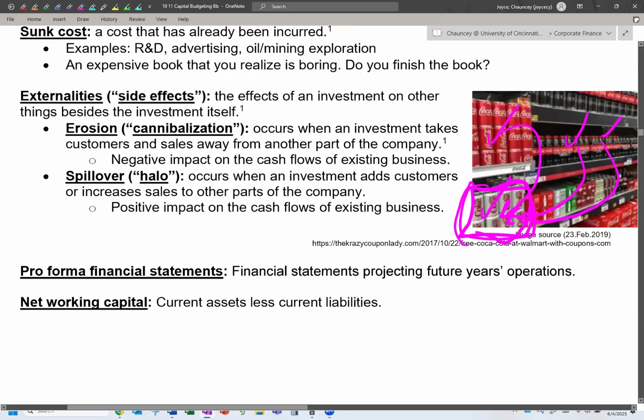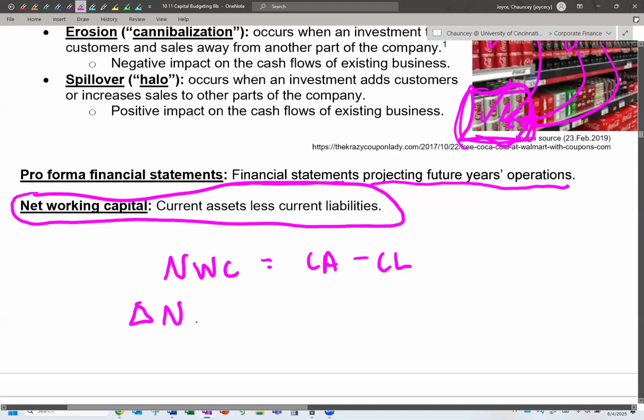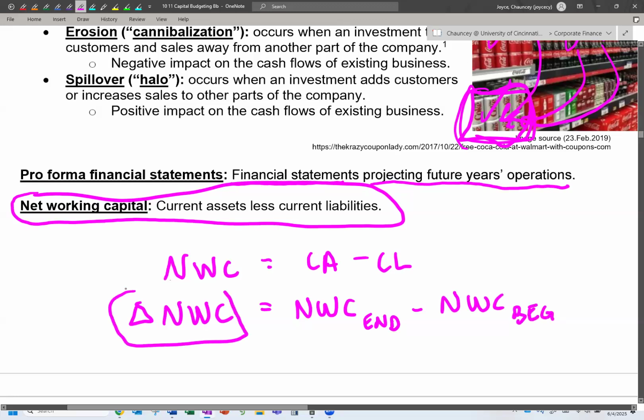That would be phenomenal. So pro forma financial statements are financial statements that project future years' operations. They're just forecasted financial statements. And again, the definition for net working capital, NWC, is your current assets less your current liabilities. When you see delta NWC, or change in net working capital, that's net working capital at the end of the period minus net working capital at the beginning of the period. So your change in net working capital year over year is just the increase.